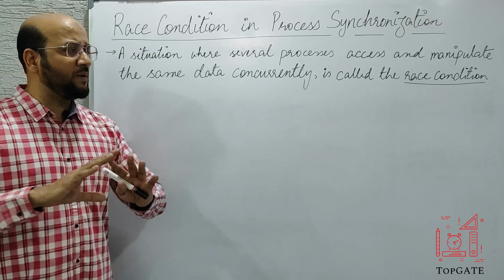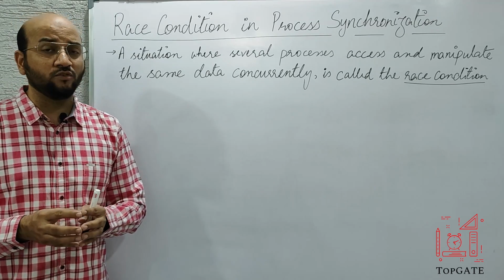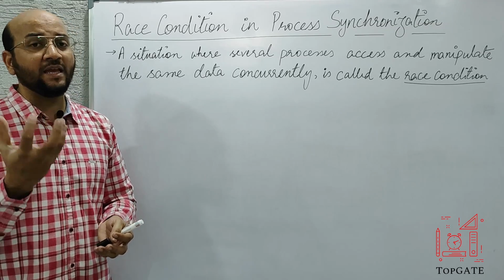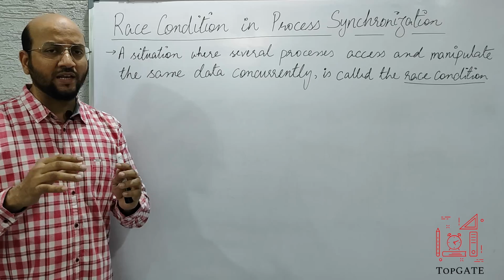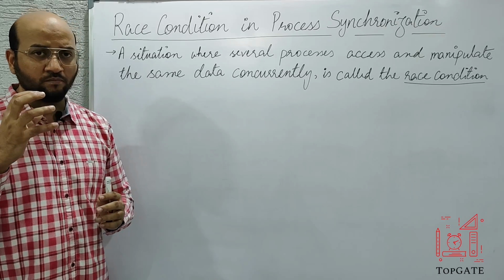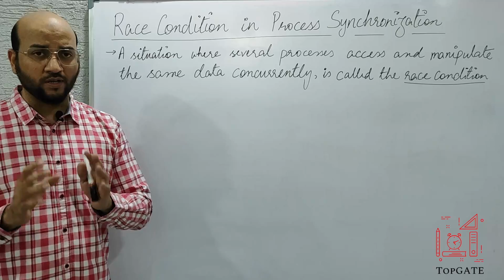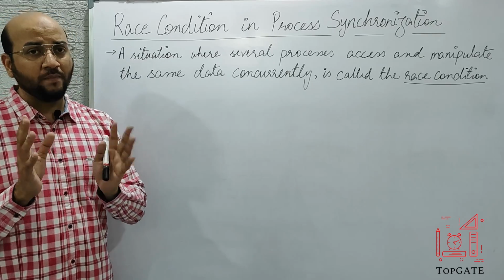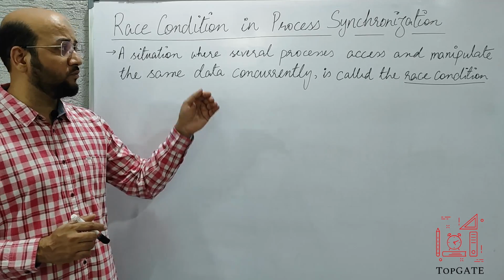I mean every process will not be synchronized. Only those processes will be synchronized with each other which are using the same data item. Fine. So I'll tell you with the help of an example. I'll give you a very basic, real world example, and I'll try to explain what process synchronization is, and then I'll give you a technical example also that will make you understand very clearly what process synchronization is and what the race condition is.